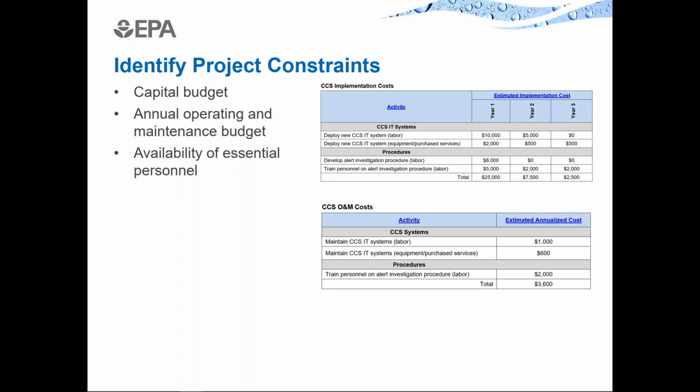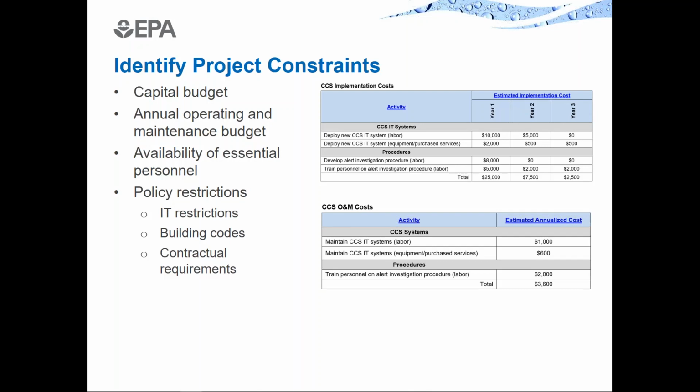For most utilities, this is a discretionary activity, doing this kind of advanced surveillance and response planning. So make sure that the key people who need to work on this project do have some time that they can commit to this and still fulfill their day-to-day jobs and duties. And finally, there may be policy restrictions that could shape or even limit the design of the system.